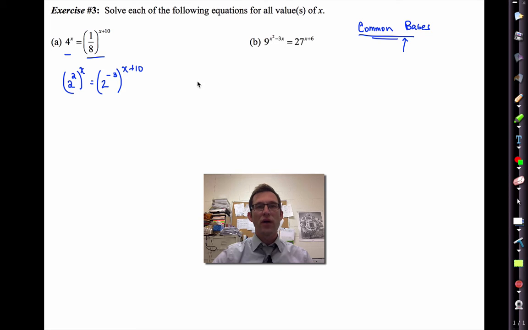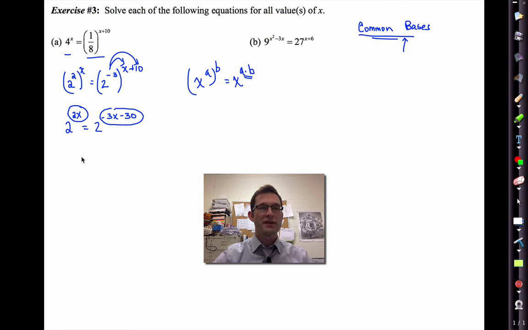Now, we've got that exponent law that says if I have x to the a raised to the b, that's x to the a times b, right? Well, we're going to apply that right here. We've got 2 to the 2x is equal to 2 to the negative 3x minus 30. Make sure that you distribute, right? Now the beautiful thing is we can state the obvious. If 2 to the 2x is equal to 2 to the negative 3x minus 30, well, then 2x must be equal to negative 3x minus 30. 5x must be equal to negative 30, and x must be equal to negative 6.